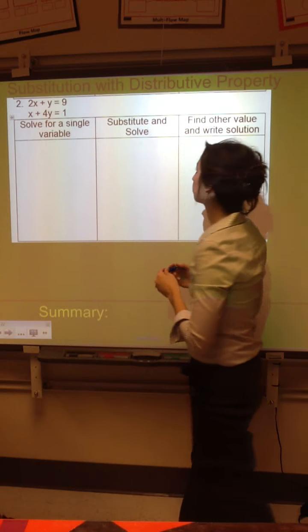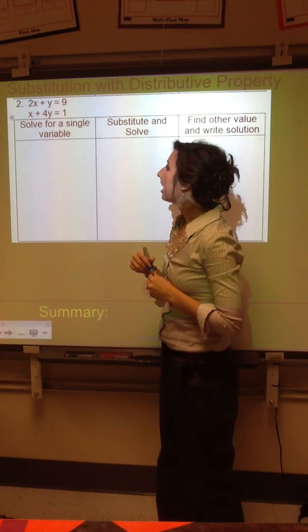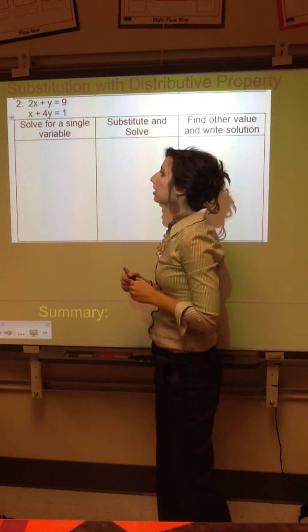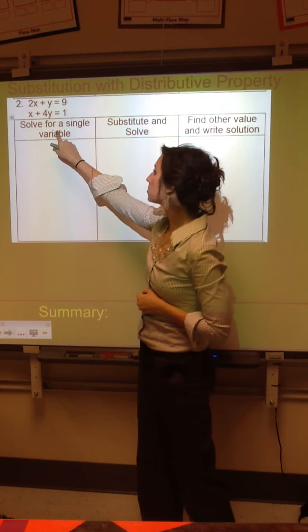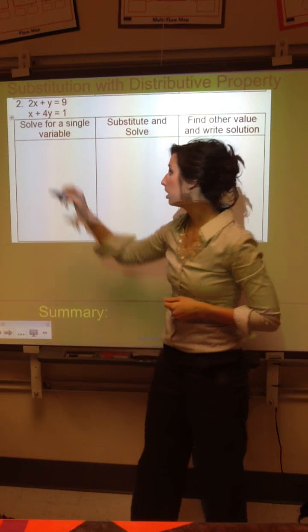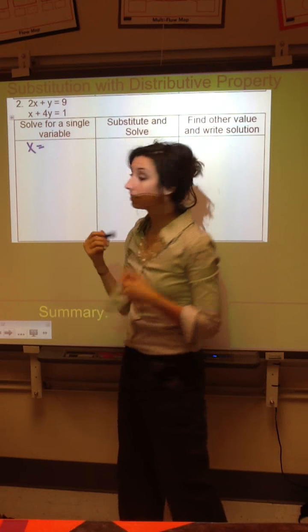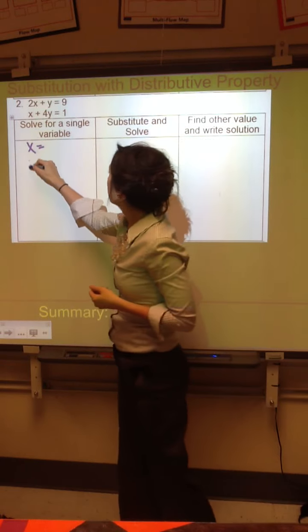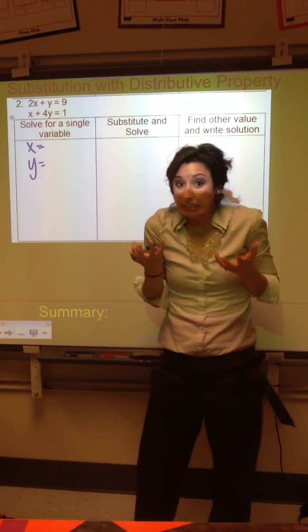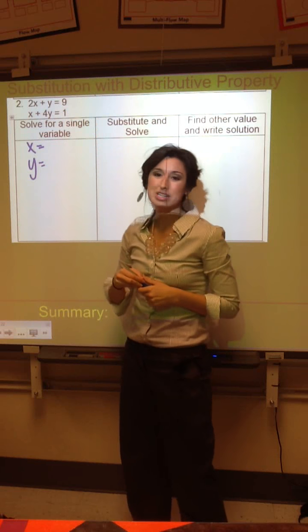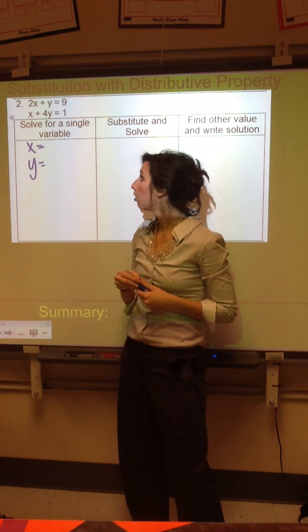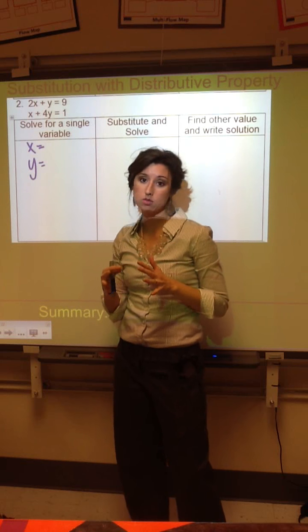So here's my next one. 2x plus y equals 9 and x plus 4y equals 1. Remember, if I'm solving for a single variable, it should either say x equals something or y equals something. Do either of these already say that? No. But can I move some stuff around?